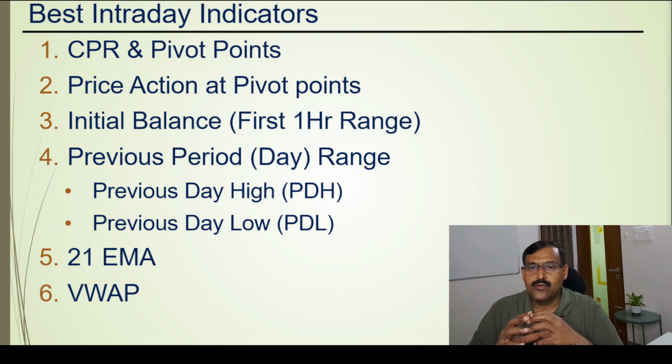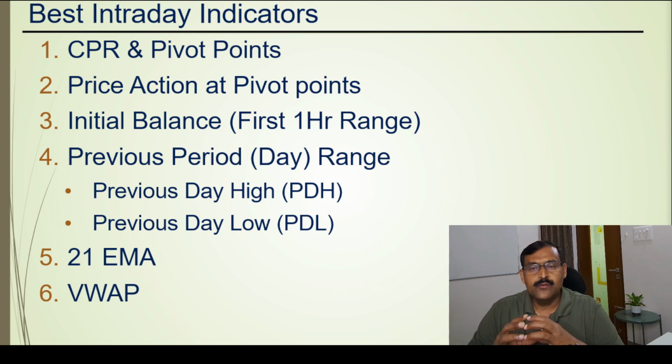Next one is the 21 EMA. This is an exponential moving average price for the previous 21 periods. This 21 EMA can act as support or resistance. Also, if the price is staying far away from the 21 EMA, normally the price tends to come back towards the average price. That is how the 21 EMA is going to help us.